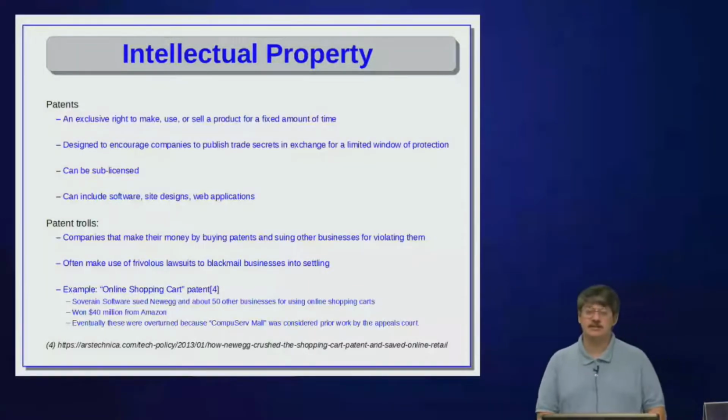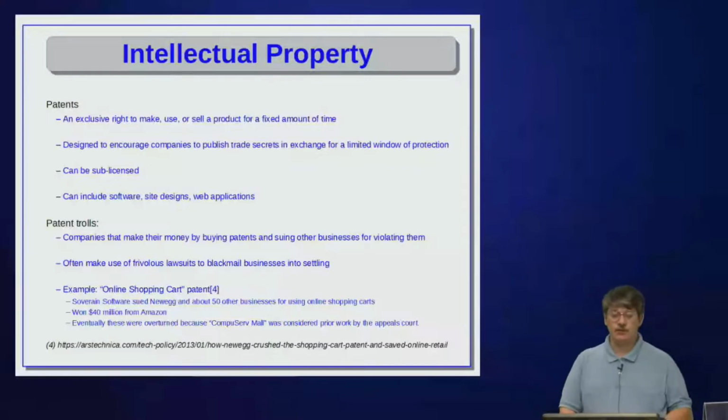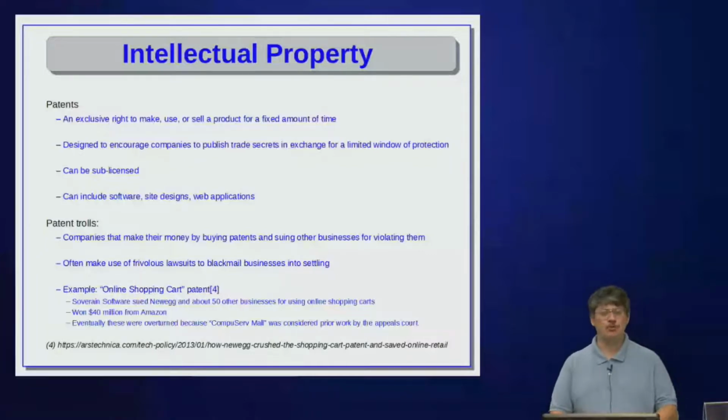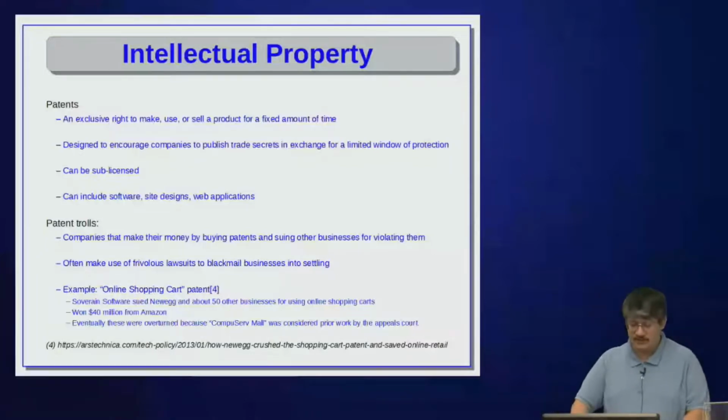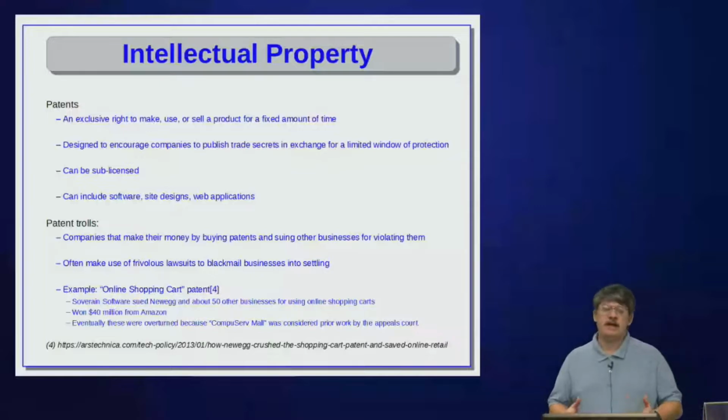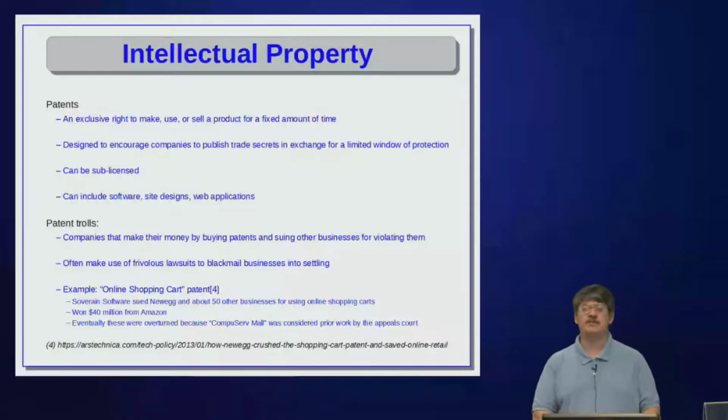Another option is to get a patent. Patents give you an exclusive right to make, use, or sell a product for a fixed amount of time. Usually that time is a period of 7 years, renewable to 14, although I think it may have changed recently. The purpose behind patents is to encourage companies to share their trade secrets.